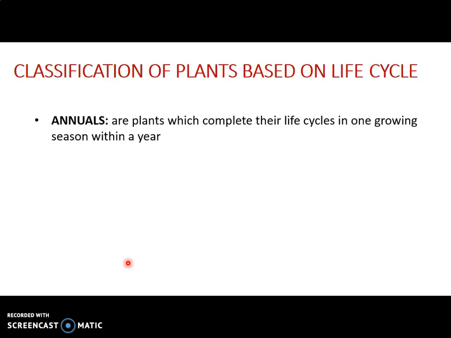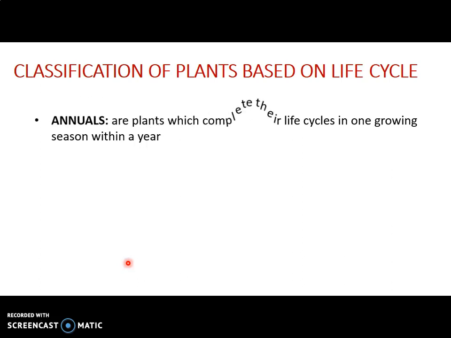The second classification is based on life cycle. Based on life cycle, plants are classified into three. We have annual plants, biennial plants, and perennial plants. Annual plants are plants that complete their life cycle in one growing season, that's within a year. Examples are yam, grasses, beans, lettuce, rice, tomatoes, and some vegetables. They complete their life cycle in one growing season.